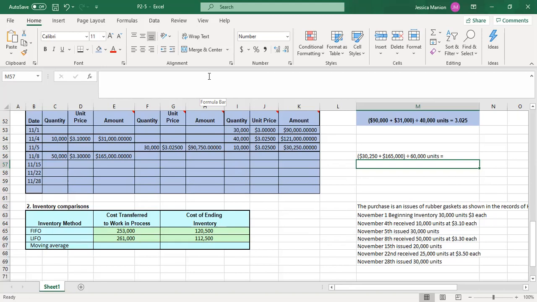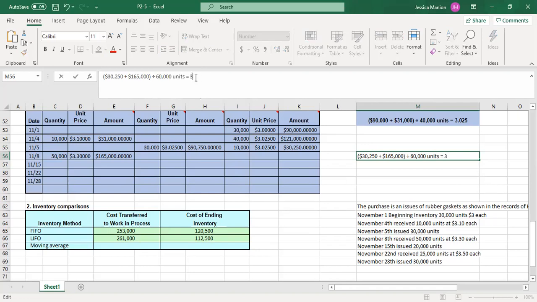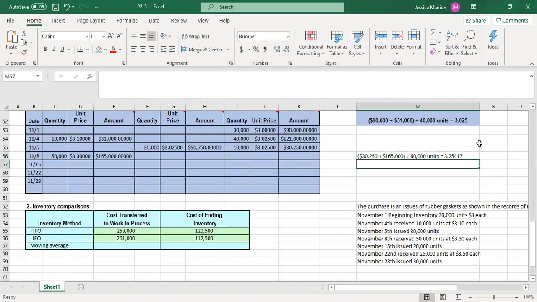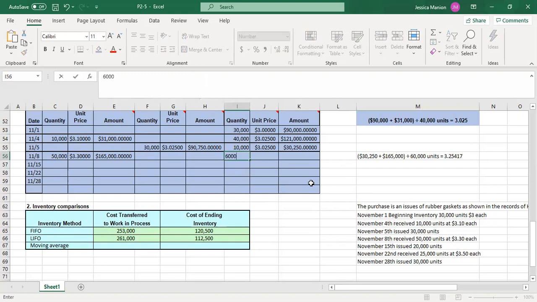And so again, they're taking us out 5 decimal places on this particular problem. So we get 3.25417. It's actually 3.2541666, but we're going to 5. They decided on 5 for some reason. So now we've got ending inventory: 60,000 units that we've calculated a weighted average of 3.25417, which equals 60,000 times 3.25417. So we'd be at $195,250 and 20 cents.